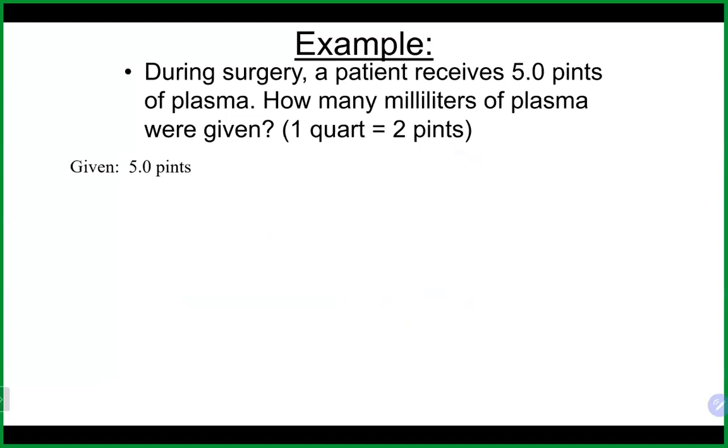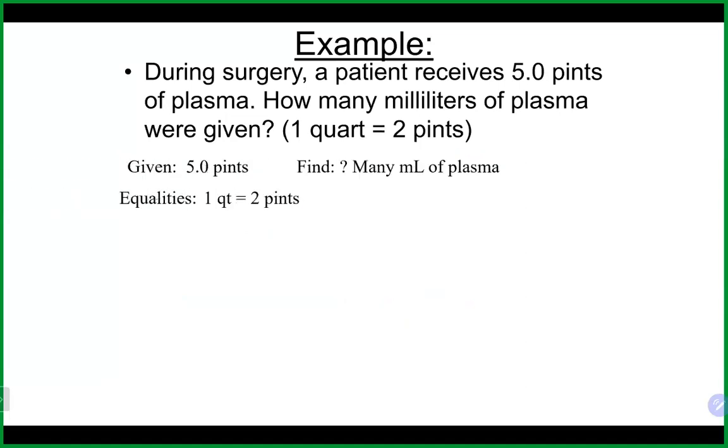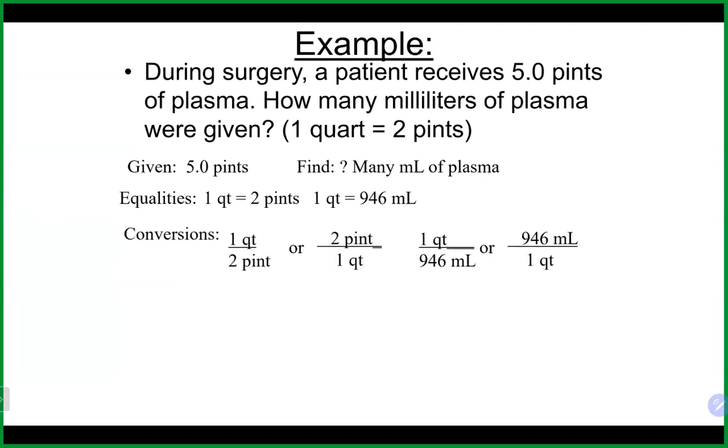All right, so why don't you give this a go? Patient receives 5 pints of plasma. How many milliliters would that be? Here's a few equalities and conversions. So again, set it up using dimensional analysis and see what you come up with.